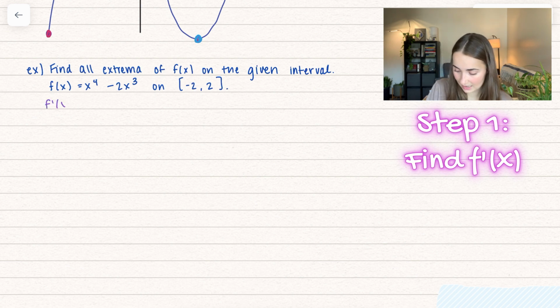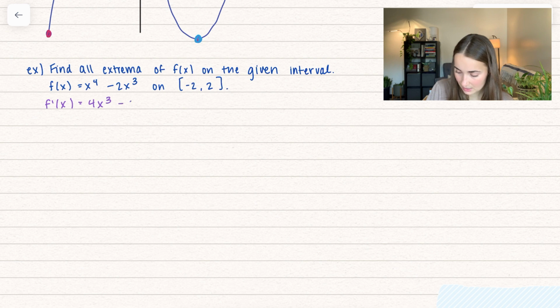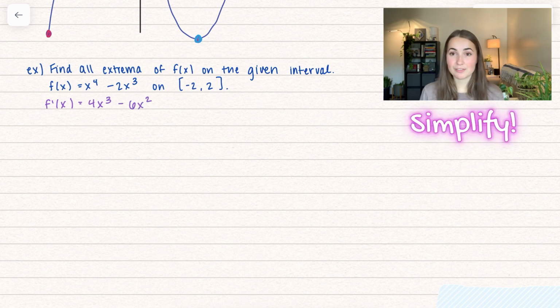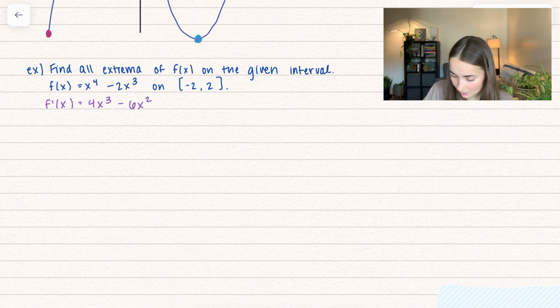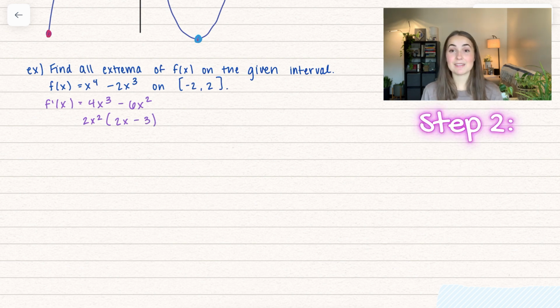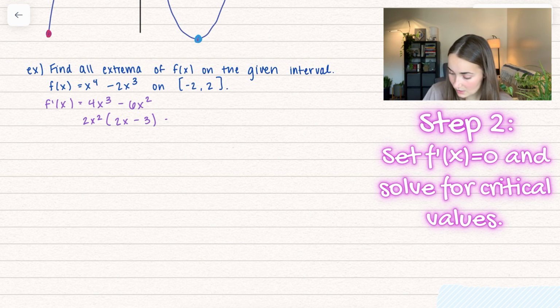So we would say f prime of x is equal to 4x cubed minus 6x squared. I'm going to go ahead and try to simplify that a little bit because what we're trying to do is find the intervals of increasing and decreasing. So here I'm going to go ahead and factor out a 2x squared, and I'm left with 2x minus 3. Our second step is to set this equal to 0. So I set this equal to 0 and I solve for x.